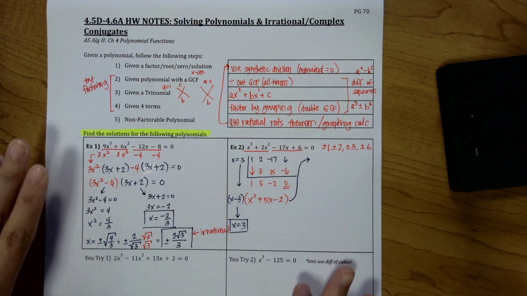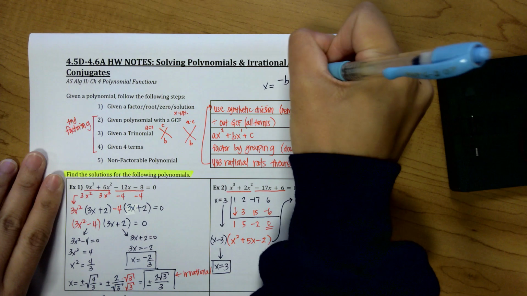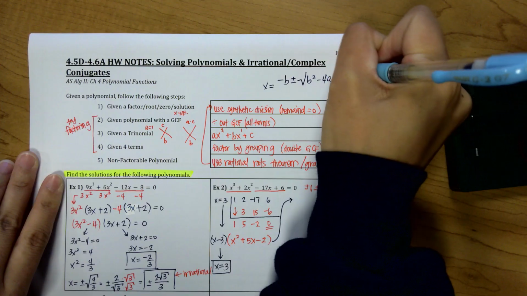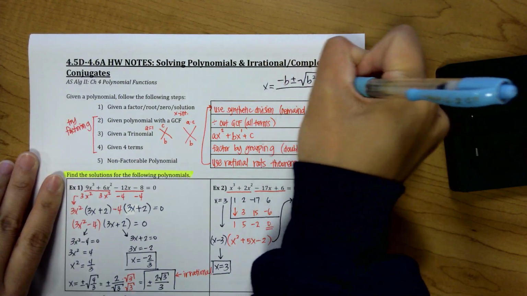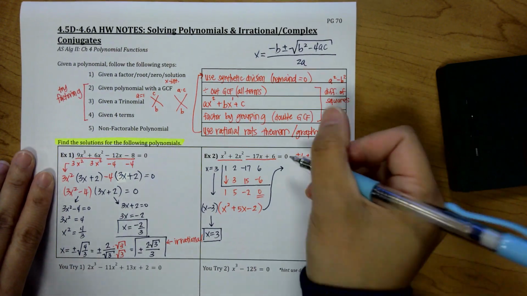Quick recap, just to make sure you're using the right formula. Negative b plus or minus the square root of b squared minus 4ac all over 2a. Okay, so let's plug this in.